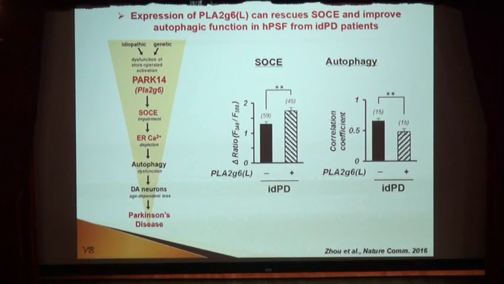So remember I told you that restoration of the function of this phospholipase, this particular variant, in the cells from idiopathic PD patients, in fact, restores store-operated calcium entry and significantly improves autophagy. So can we restore the expression, get this fully functional phospholipase into dopaminergic neurons? Anyone wants to try this in their brain? I don't think so. So we did it in the mice to start with.